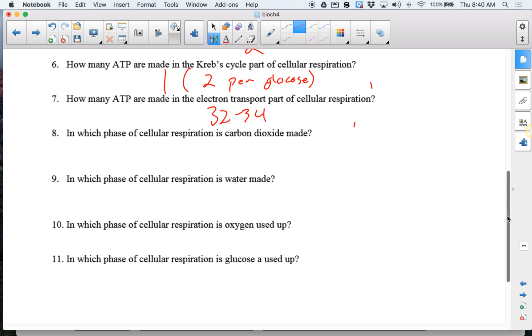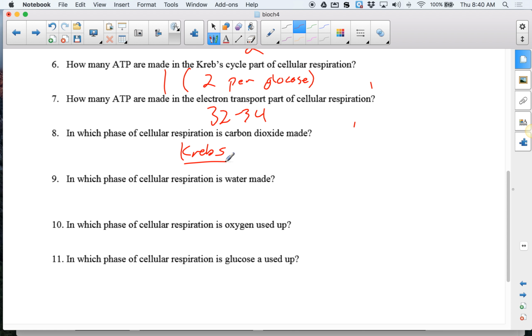Which one, Hannah? In the Krebs cycle. That's what I had. Aren't you the one that said ETC, Matt? Okay, so that's where the carbon dioxide comes out. When we breathe out carbon dioxide, all that comes from the Krebs cycle. And remember, that starts out as glucose. We're breaking the glucose up, and it gets released as carbon dioxide.